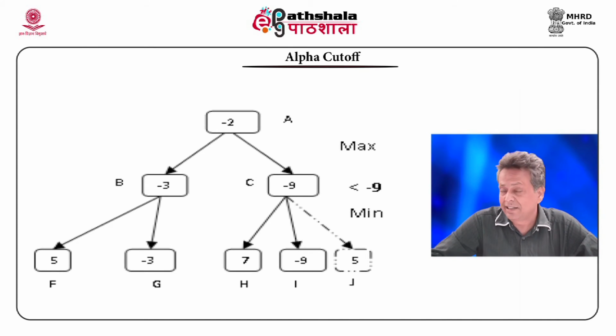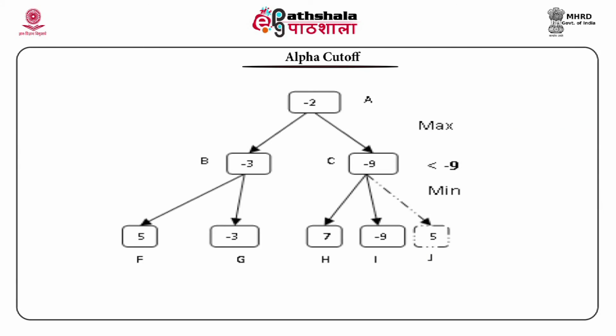And the other reason is that I have -3 already. See, I am a player, I have B and C, two choices, and if I play B, I am guaranteed to get -3 or more. If the opponent makes a mistake, I may even get 5. So I have that option. I am not going to play C. What's the point? Because it's quite worse. -9 is worse than my -3. So there is no point exploring J. Now when you provide this cutoff at minimizing level, it is called alpha cutoff.